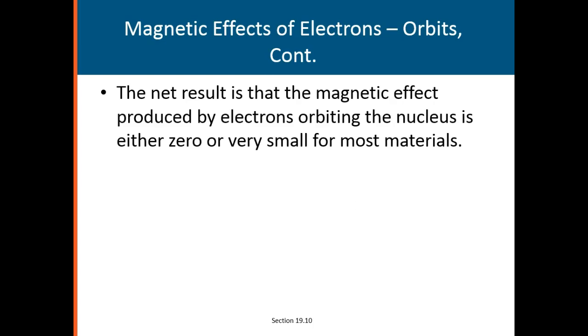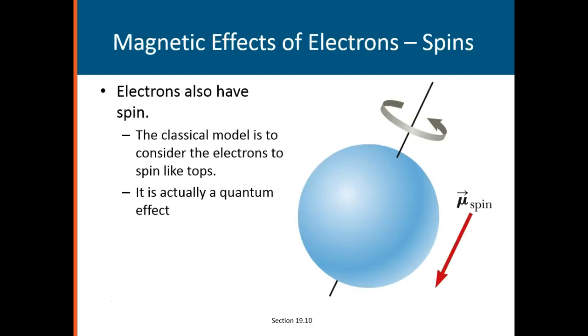Now, continuing with that, the net result is that the magnetic effect produced by electrons orbiting the nucleus is either zero or so very, very small for most materials, it's not even registerable. You can't even register it. Not measurable at all. So most of the time that's going to happen. However, there's other things.